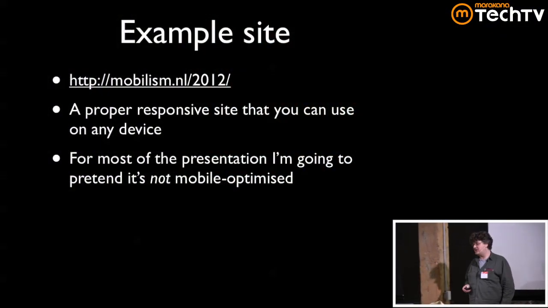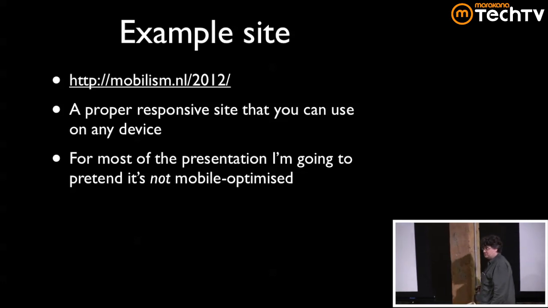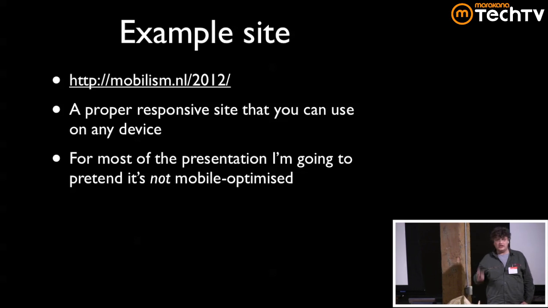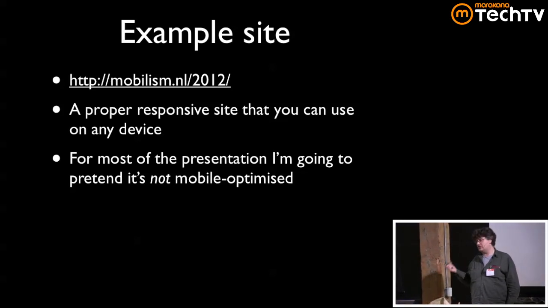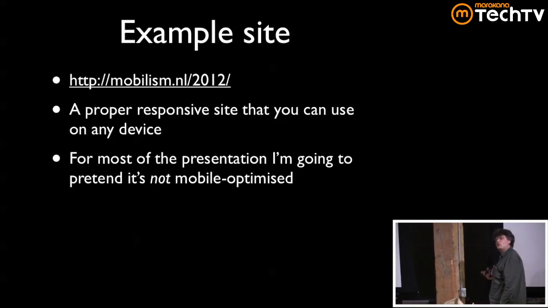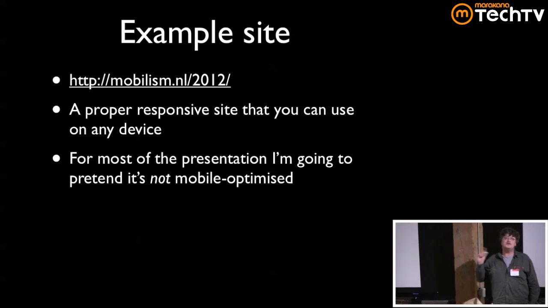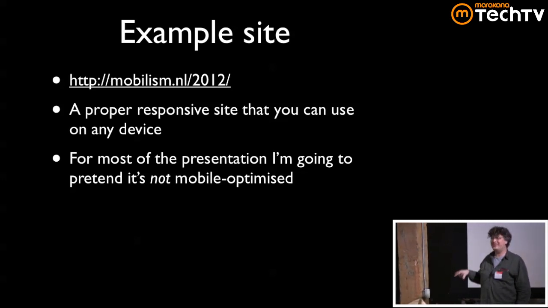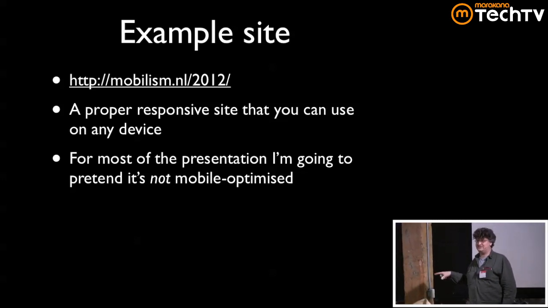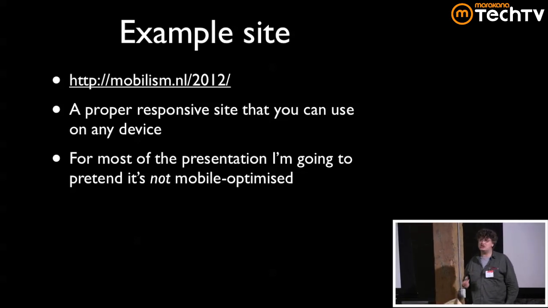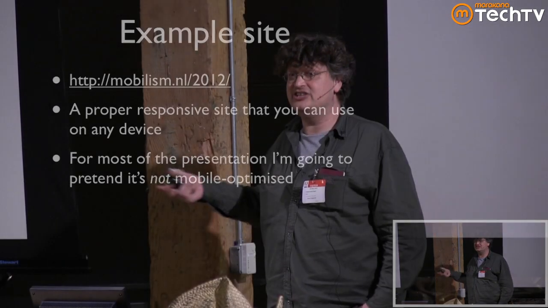As an example site, I'm going to use the site of my conference in Amsterdam, mobilism.nl, because it's the responsive web design I know best. You can follow along if you want. You can use it either on your laptop or on your mobile or on your tablet. Of course, it's a proper responsive design that works absolutely everywhere. But for most of this presentation, I'm going to assume that there is actually no responsive design here, and that we're actually looking at a simple desktop-optimized web page that is suddenly shown on a mobile device. Because that's the main point I'm going to make here.